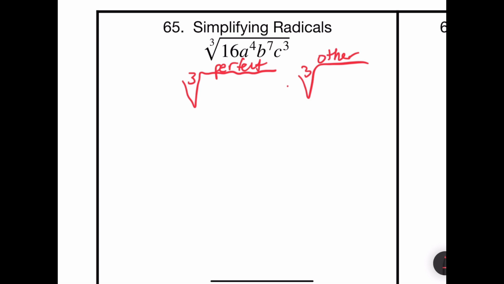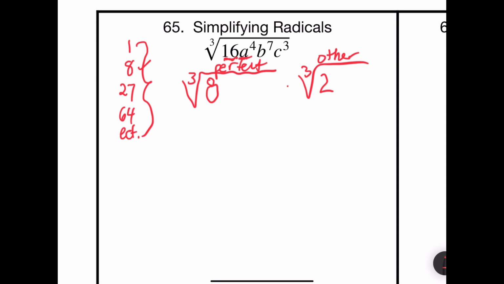1 times 1 times 1 is 1. 2 times 2 times 2 is 8. 3 times 3 times 3 is 27. 4 times 4 times 4 is 64, etc. And so now I need to think about the number 16. Looking at my list of perfect cubes, is there a factor of 16 that's in my list? And the answer is yes, there's 8. So I will put 8 in the perfect cubes times 2 in the other.